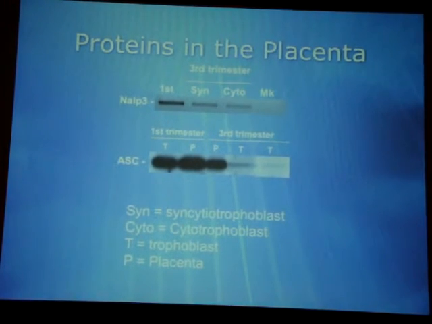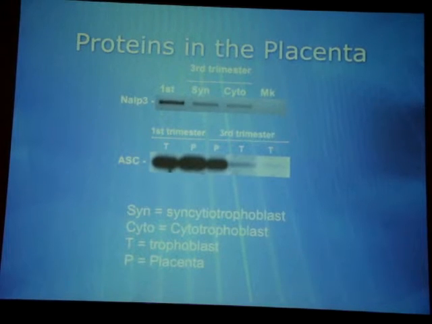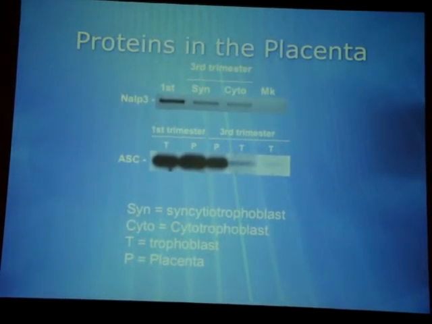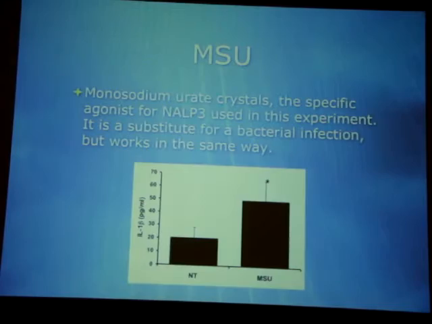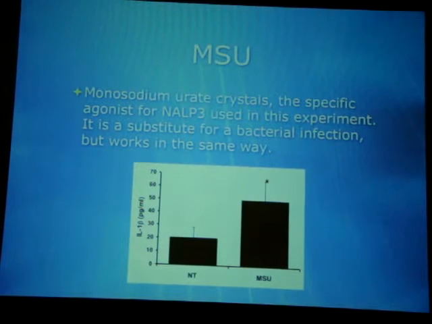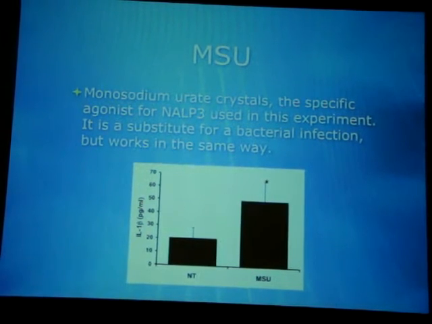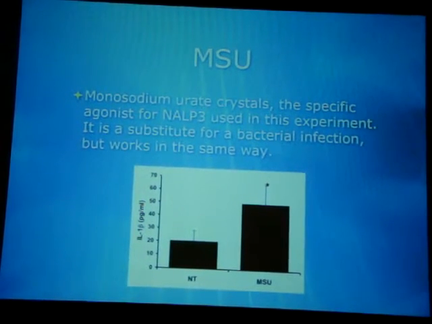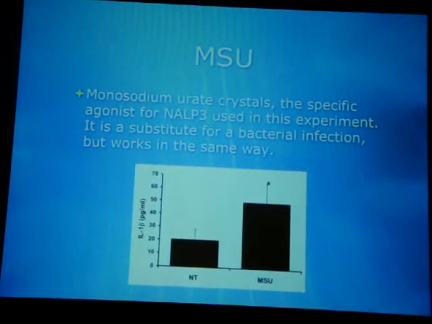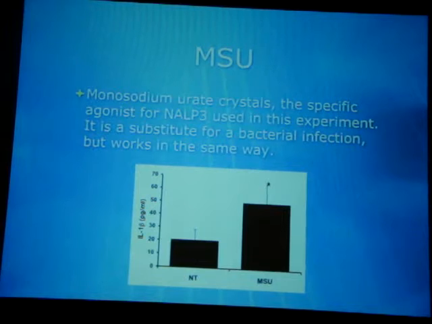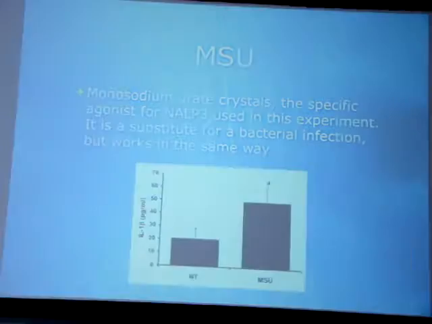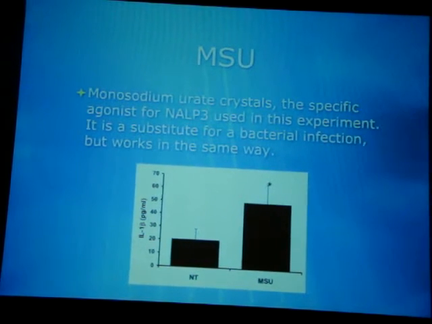Previous experiments in the Abrahams lab have shown that NLRP3 and ASC are present in placenta or in trophoblast cells, as you can see here by these Western blots. Another experiment in the Abrahams lab has shown that MSU, while not a bacterial infection, has the same effect, and it causes an increase in the concentration of active IL-1 beta, as you can see here.